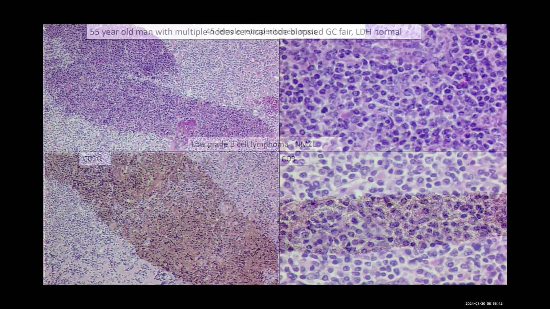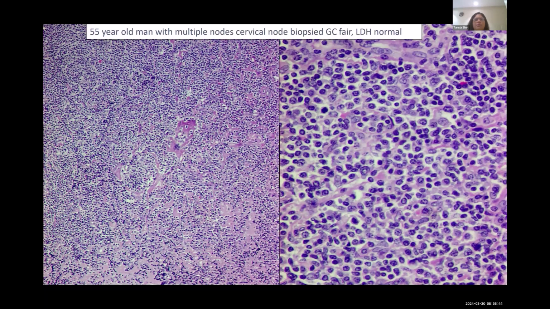Now, let's look at T-cell lymphoma. So here is a 55-year-old man with multiple cervical nodes, and he's pretty fit. He's actually a doctor's father, and it was diagnosed as T-cell lymphoma somewhere else. And you can see there's total loss of architecture. There's not a single germinal center in this node. I will show you these cells later on. There are some abnormal cells.